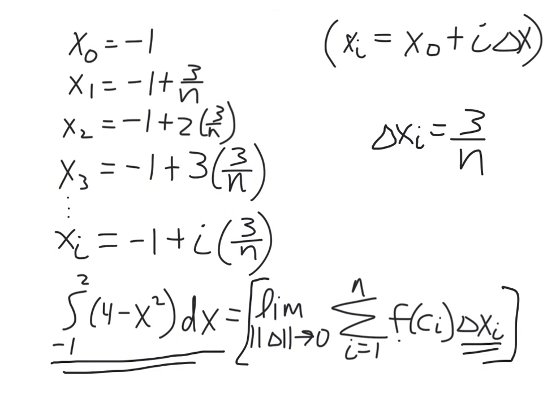And then we need to calculate the function value over each subinterval, and c sub i says we can use any number we want in the ith subinterval. So our first subinterval will go from negative 1 to negative 1 plus 3 over n. So c sub i, we can use any of those numbers between -1 and -1 plus 3 over n.